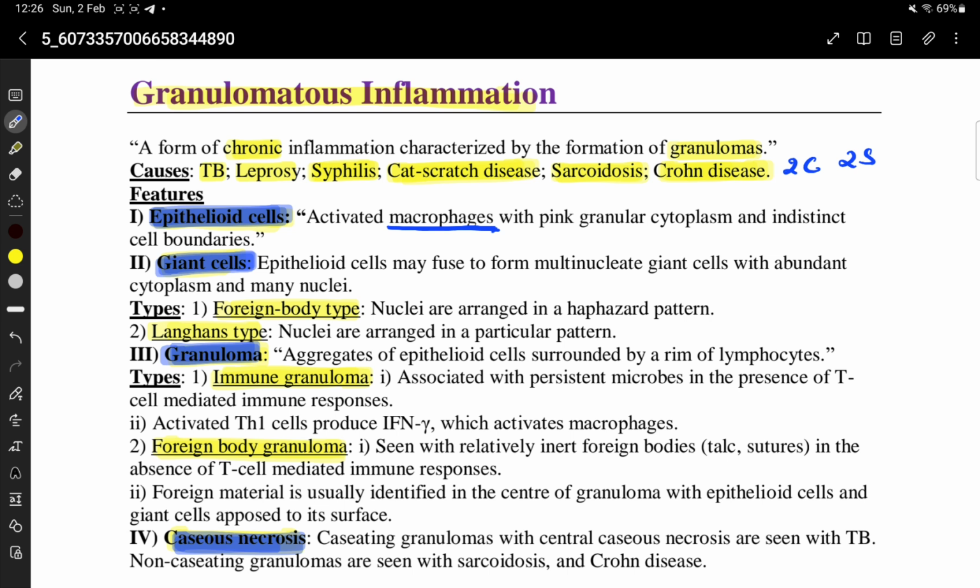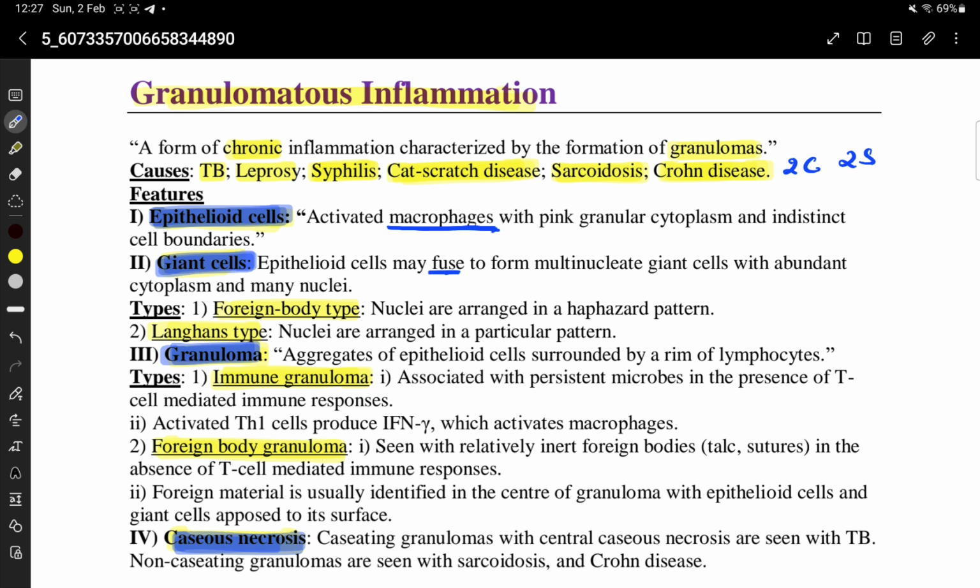Epithelioid cells may fuse to form multinucleate giant cells with abundant cytoplasm and many nuclei.